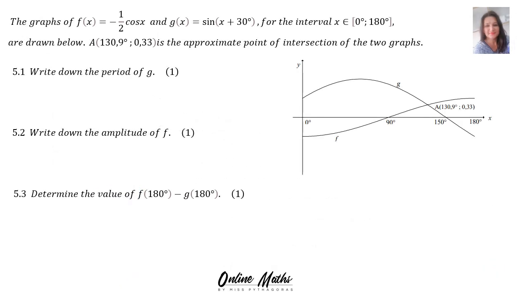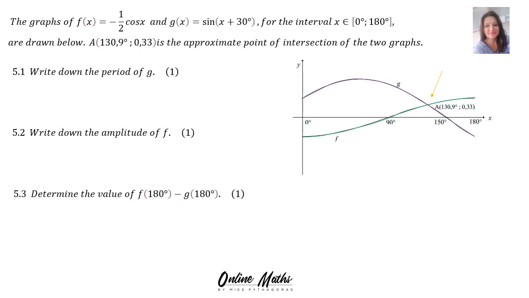The graphs of f(x) = -1/2 cos x and g(x) = sin(x + 30°) for the interval x from 0° up to 180° are drawn below. (130,9°; 0,33) is the approximate point of intersection of the two graphs.